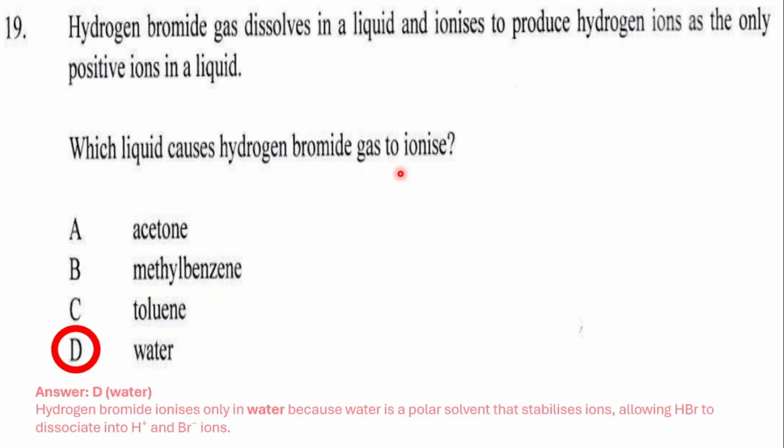And the correct answer is definitely going to be water, because hydrogen bromide ionizes only in water because water is a polar solvent that stabilizes ions, allowing HBr to dissociate into H+ and Br- ions. And that means that our correct answer is definitely going to be D, water.